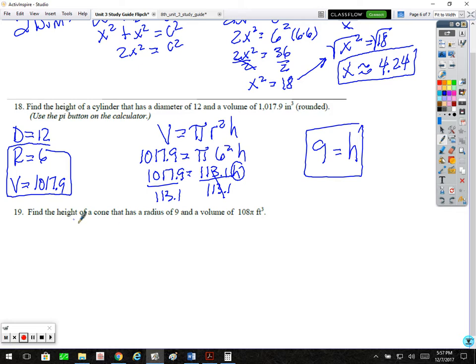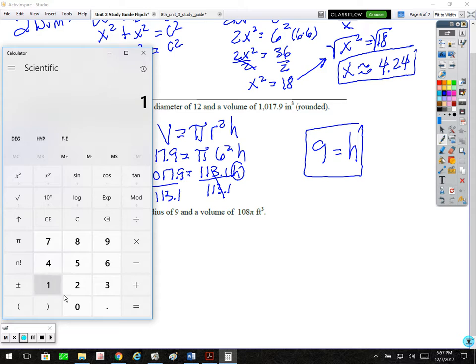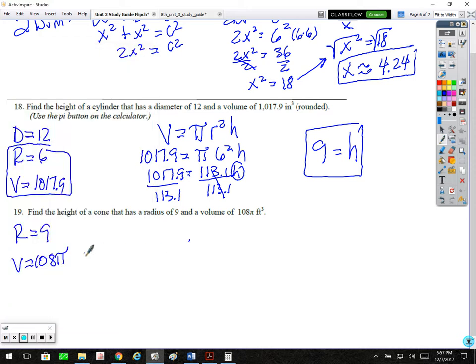All right, find the height of a cone that has a radius of 9. So we're looking for a cone that has a radius of 9. So I know radius and I know volume. Well, I don't want to fool with the 108 pi. I want to get rid of that guy real quick. You don't have to. I just like to turn all of mine into decimals if I can. Okay, so it gives me 339.29. Okay, so this is going to be 339. We'll just go ahead and round it up to 339.3.